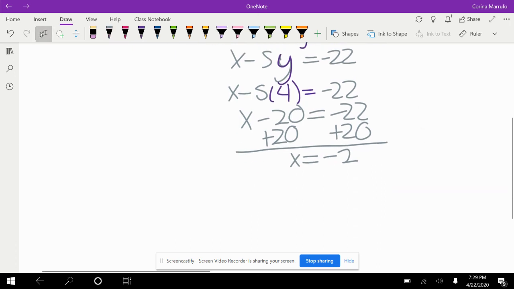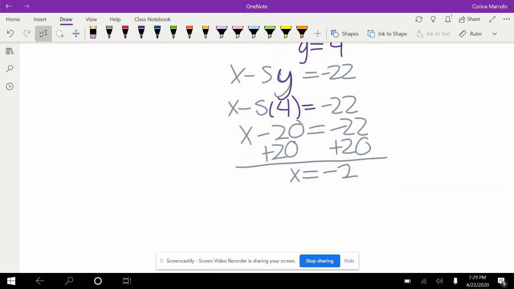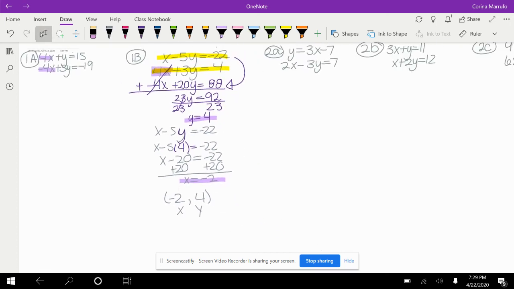So your solution for this system of equations is going to be negative 2, comma 4. Okay, because this is your x value and this is your y value, which we found here and here. And that's it. So that's how you do the first section.